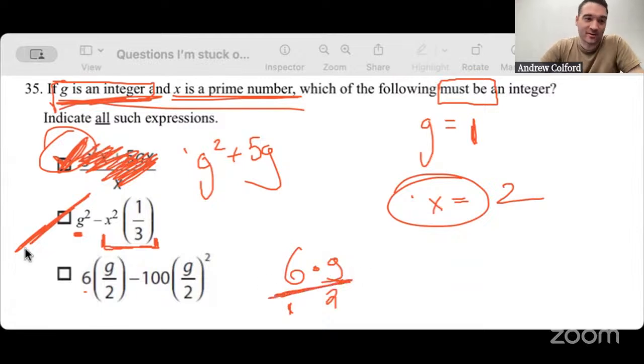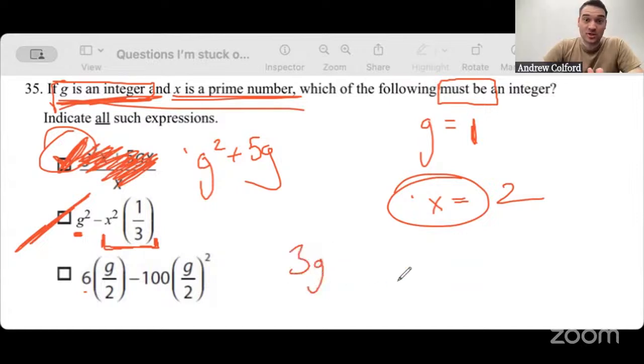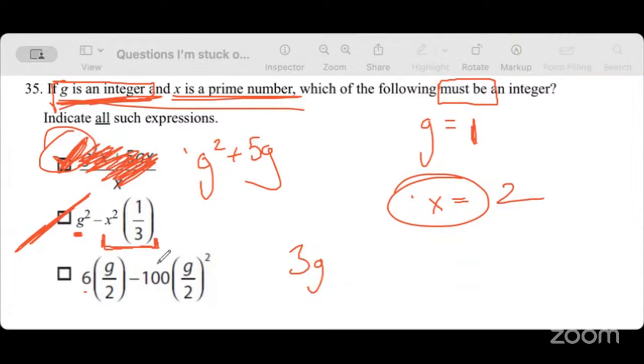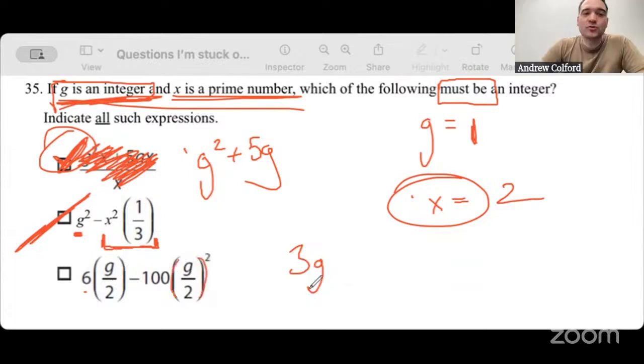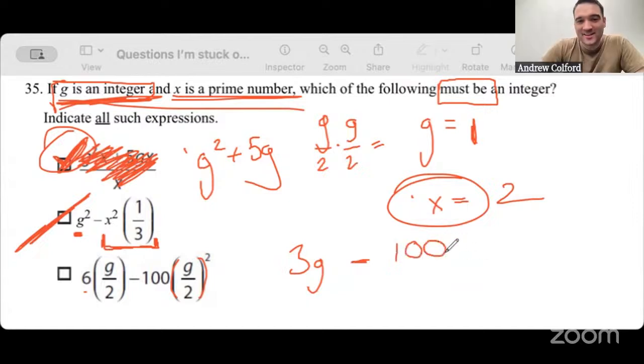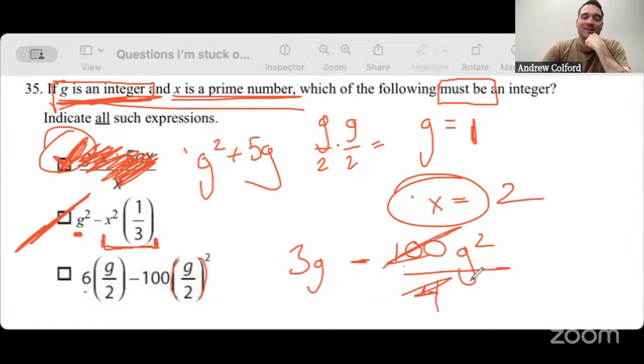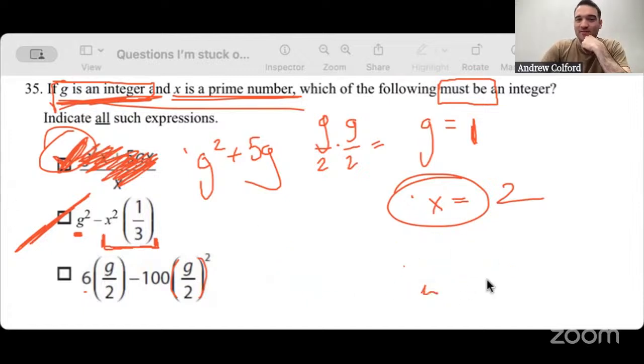If I multiply these together, because that's what I'm doing here, it'd be 3 times G over 2, just 3G, because the 6 and the 2 cancel. And then G over 2 squared is the same thing as G over 2 times G over 2. So that gives me 100 G squared over 4. What's 100 over 4? 25. So what I have is 3G minus 25G squared.